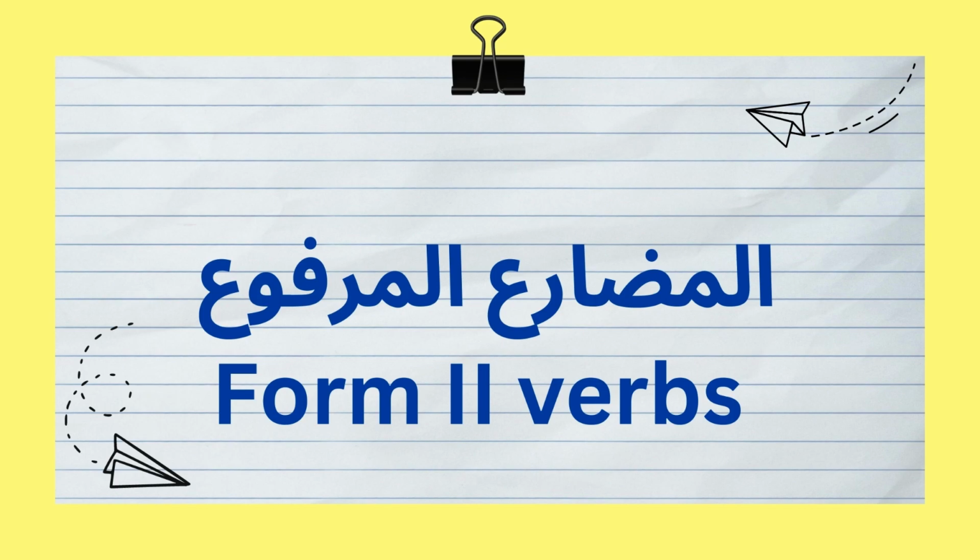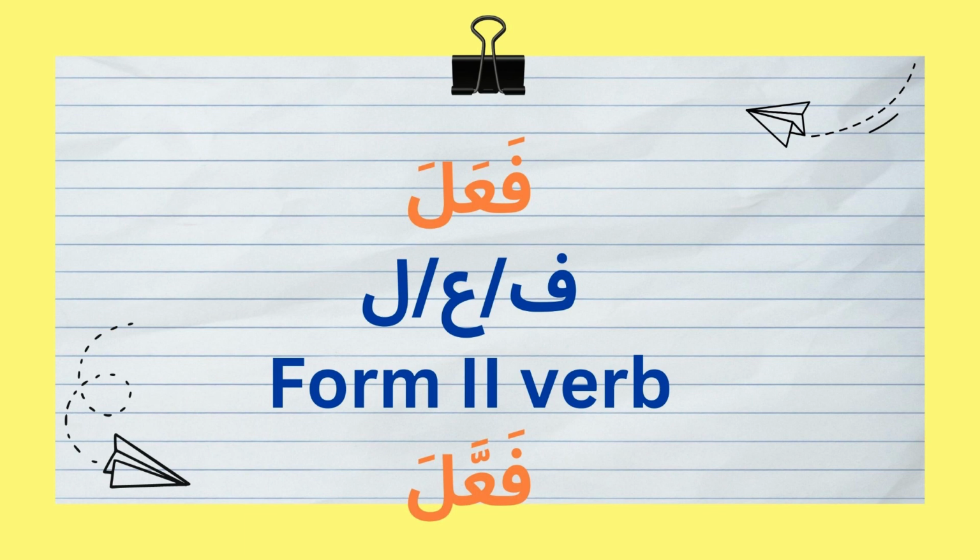Hello everyone. In this lesson, we're going to be talking about مضارع or present tense conjugation of form two verbs. I'm indicating here that it is مضارع مرفوع to distinguish it from مضارع منصوب or مجزوم, which follows particles. This kind of مضارع refers to actions taking place in the present.